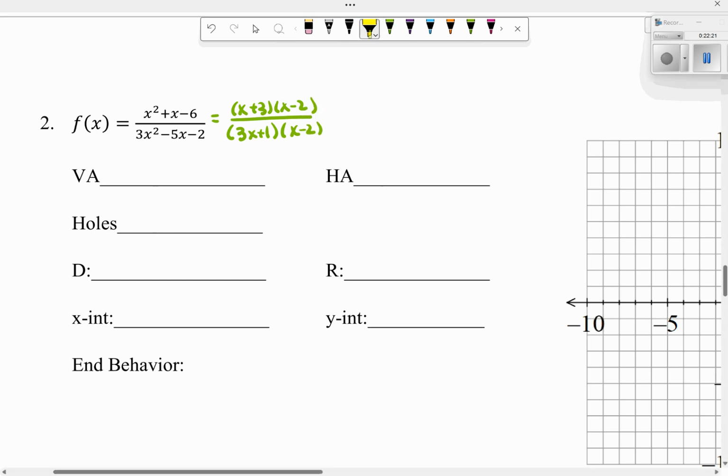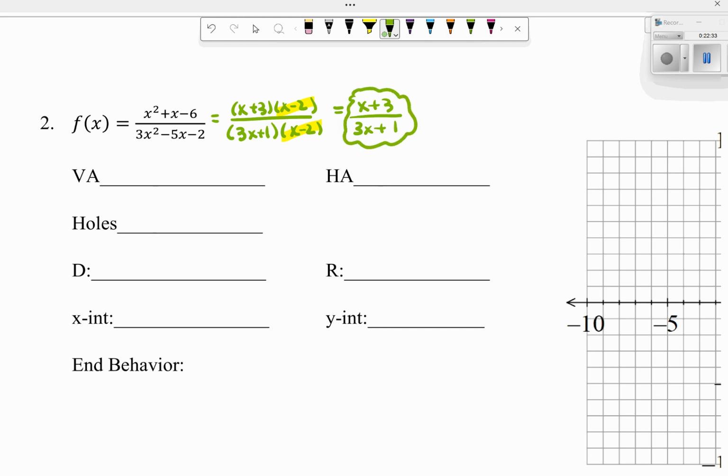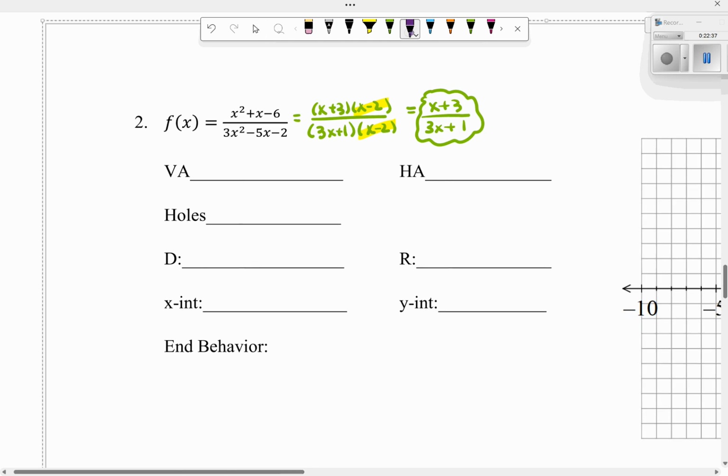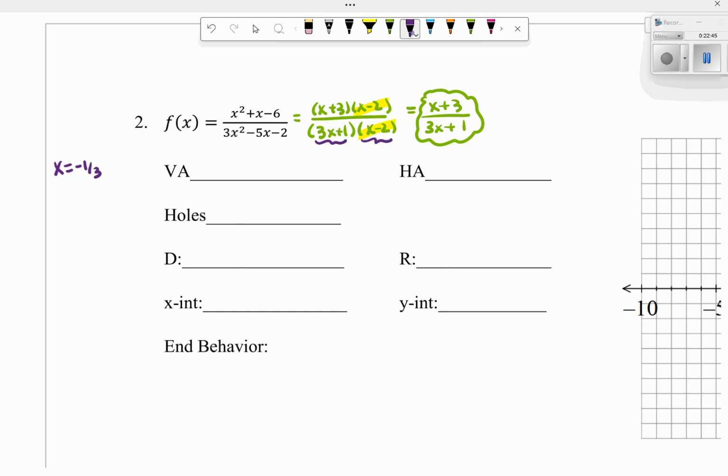So then for this problem, I can see I have a common factor that is going to cancel out, and that gives me x plus 3 over 3x plus 1 for my simplified form. So we need to find the zeros of the denominator before we simplified it. The zeros in my denominator would be x equals negative 1/3 for this one, and this one right here would give me x equals 2.